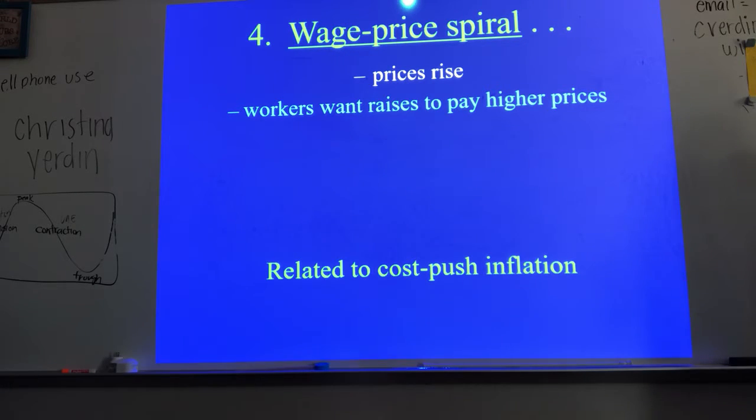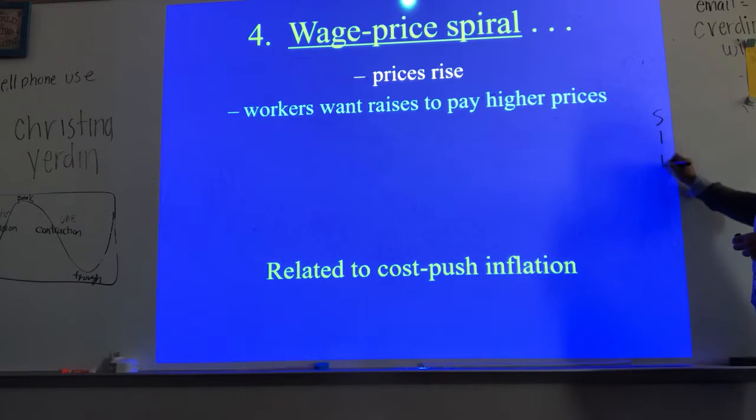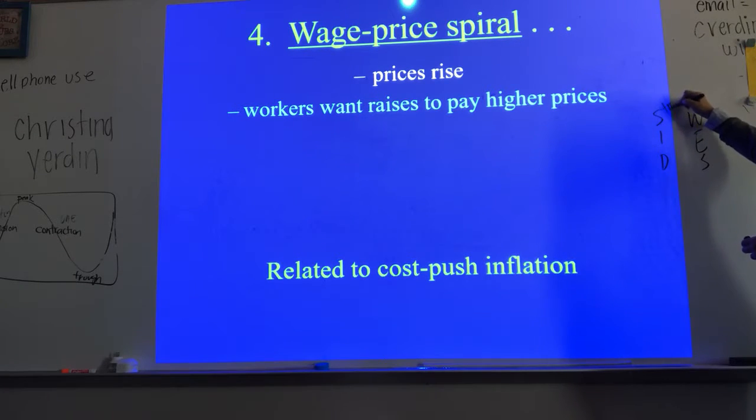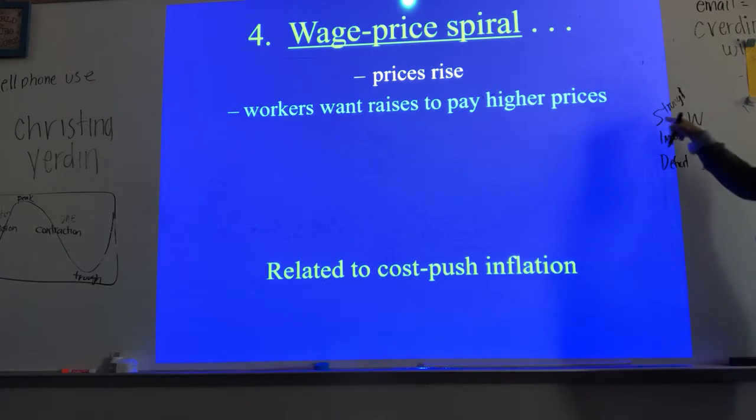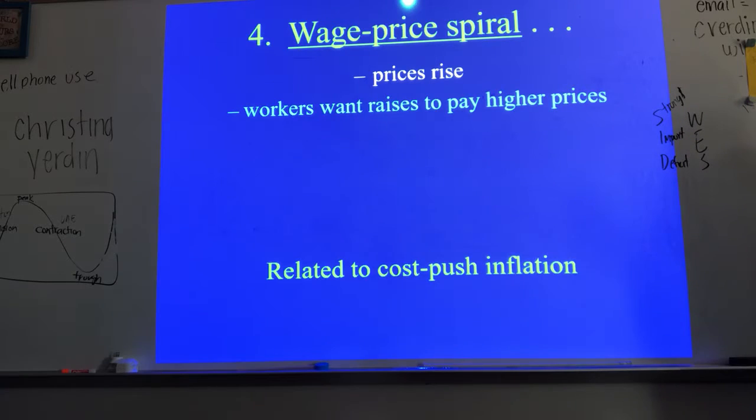And basically to answer your question, it's two things called SID and WES. SID means strong dollar, we import, and we have a deficit. And this is what Trump dislikes, that our dollar is so strong that we have to import from other countries that have a lower dollar value because we could buy a lot more. You go to Mexico, your dollar buys a lot more, right? Because of that, we have a trade deficit, and he didn't like that.